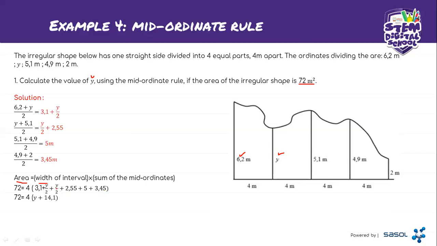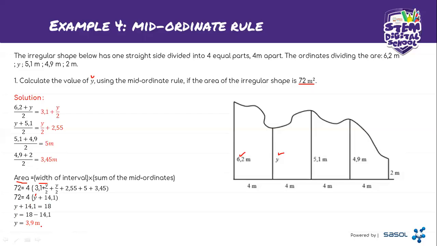Now the second step, if you add y over 2 plus y over 2, you get y. Then you're going to take a calculator and add 3.1 plus 2.55 plus 5 plus the last one, which is 3.45. Then you are going to get 14.1, right? Now, because we are calculating y, we have to get rid of this 4. Then you are going to divide both sides by 4. If you divide 72 by 4, you're going to get 18, right? Then on the right hand side, we are left with y plus 14.1 equals 18. Now, because we are calculating for y, we're going to transpose this 14.1 to the right hand side. And then the value of y is 3.9 meter.